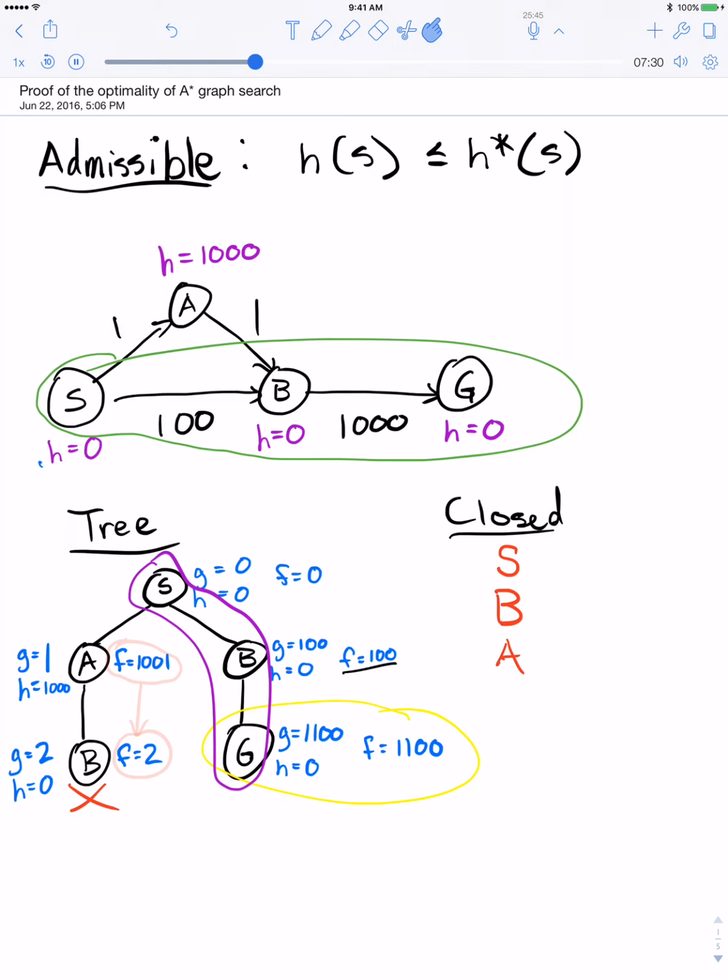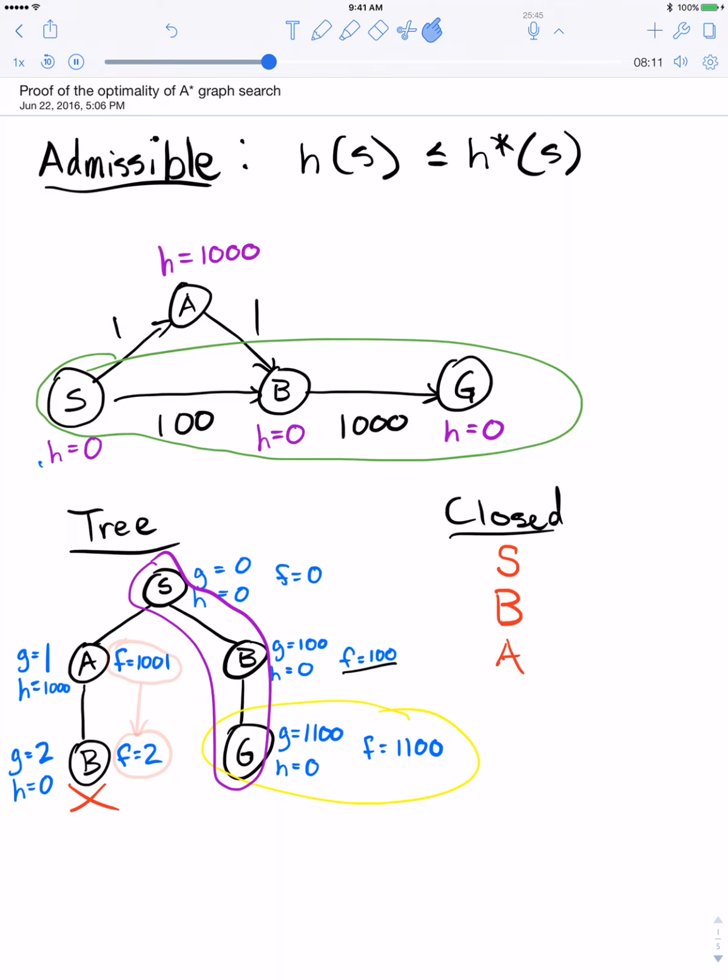Well, it's a similar issue that we had with admissibility. Admissibility was a constraint that H had to underestimate the costs to get from our current node to a goal state. Now, we noticed that the first time we ran into B right here was along a suboptimal route, which means since we're using a closed set, if we later run into B along some optimal route, we won't continue searching down that branch. This is bad.